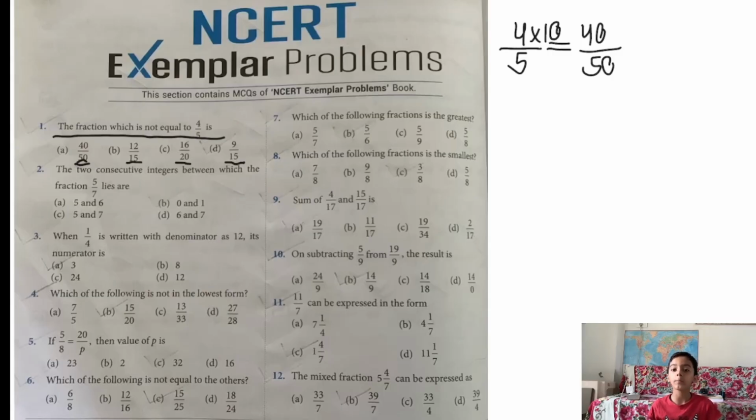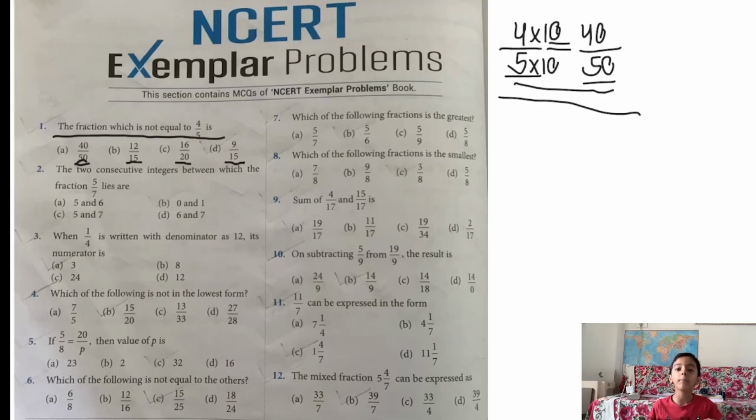So here we are multiplying the numerator by 10. So we will multiply the denominator by 10 also. So 5 multiplied by 10 is also 50. So from here we can say that 40 by 50 is an equivalent fraction of 4 by 5. Or we can say that 4 by 5 and 40 by 50 are equivalent fractions.